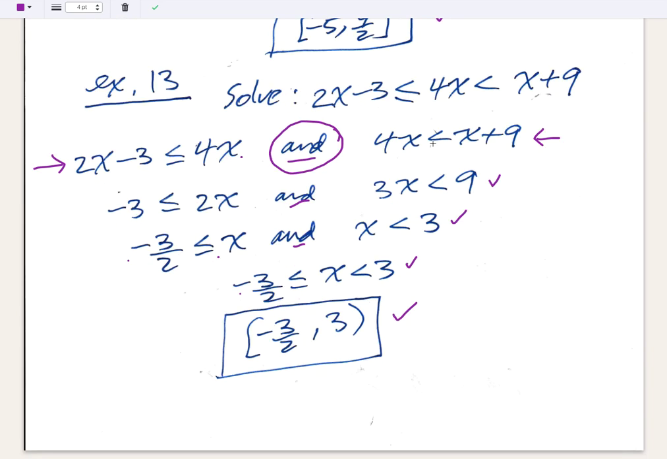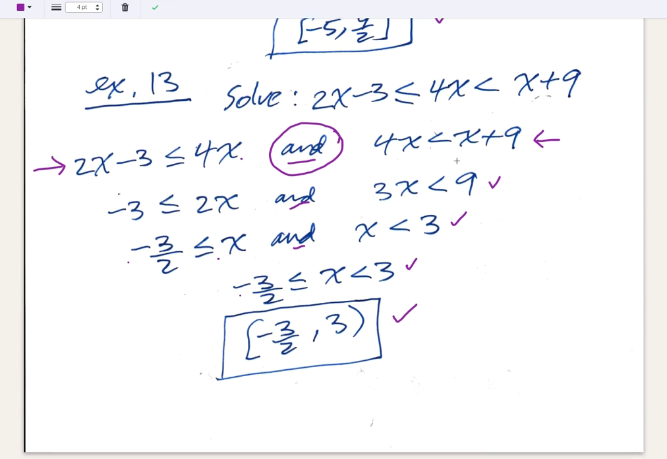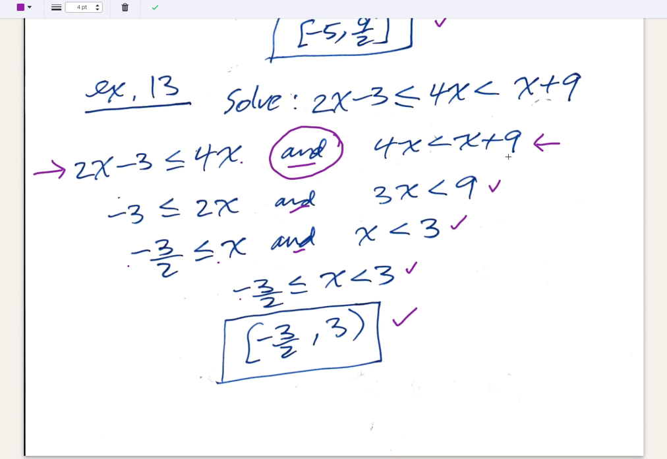Alrighty, well, I hope you understood all this. It shouldn't be too bad. Next time we'll be talking about inequalities involving absolute value.